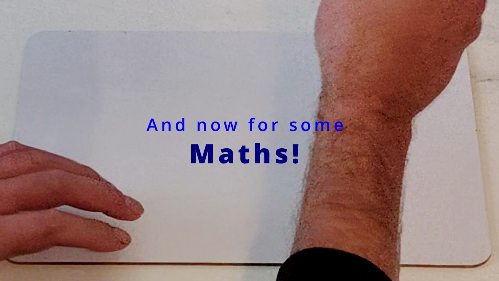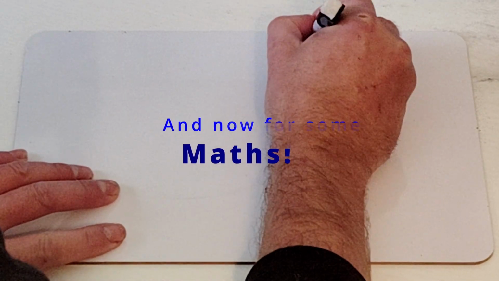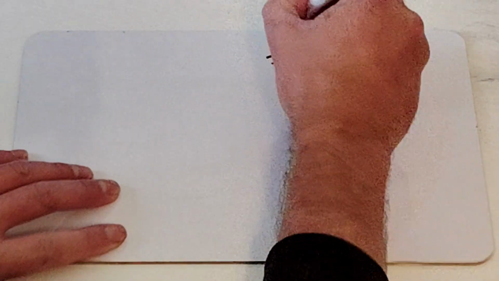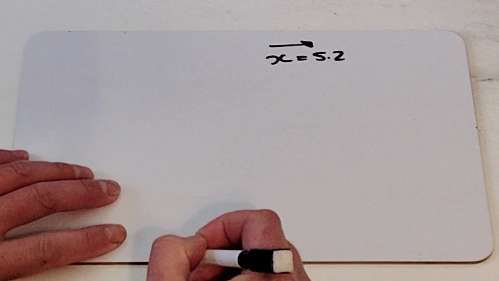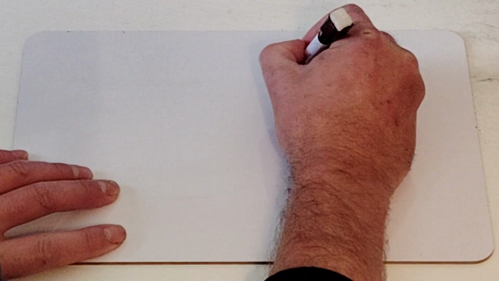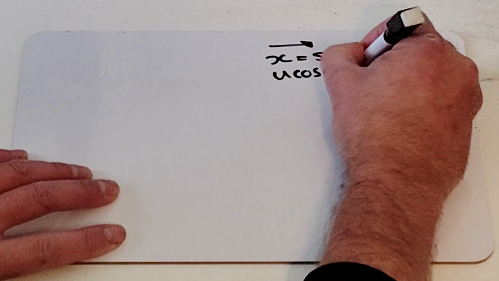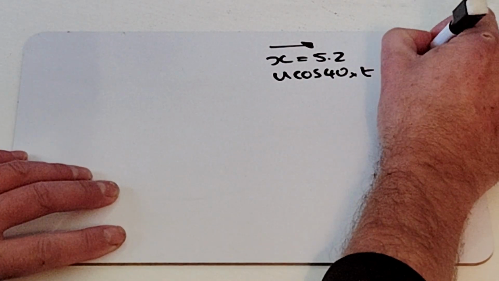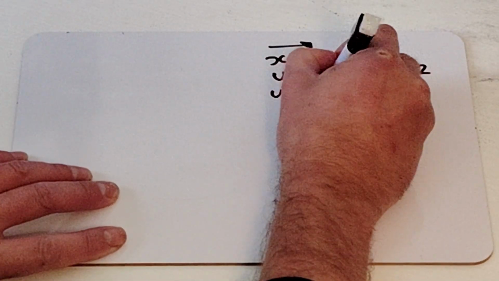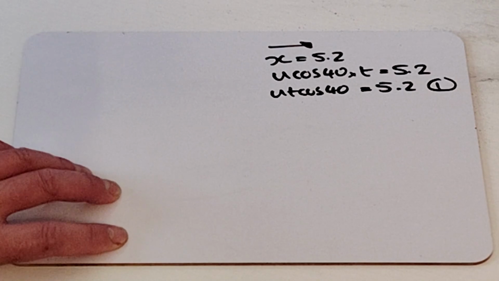Okay, so we've got all the information we need. So we're now going to do some maths. Initially we're going to start off with our horizontal motion. We know horizontally we have a horizontal displacement of 5.2 meters. And we also know we have a horizontal velocity of u times cos of 40, and if we multiply that, because it's constant, by the time, you'll get our horizontal displacement, 5.2. So I'm going to rewrite that as ut cos 40 equals 5.2, and I'm going to label that as equation 1.